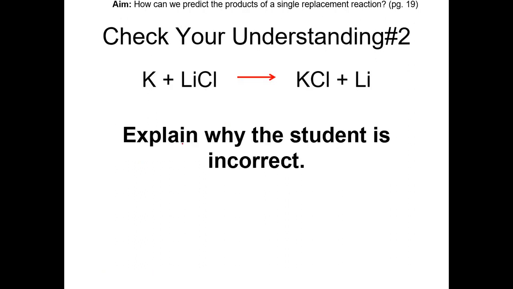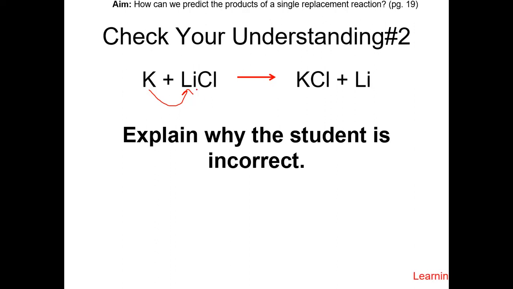Check of understanding number 2. Explain why the student is incorrect. If we look at this chemical equation, potassium is replacing lithium in this chemical reaction. So this is a metal to metal scenario. So why is this student incorrect?